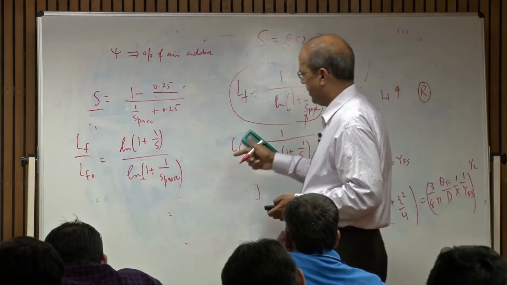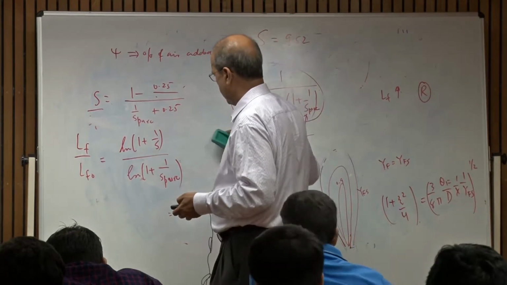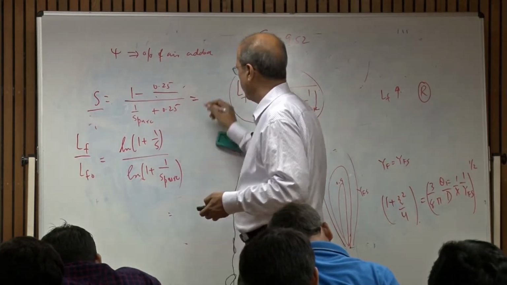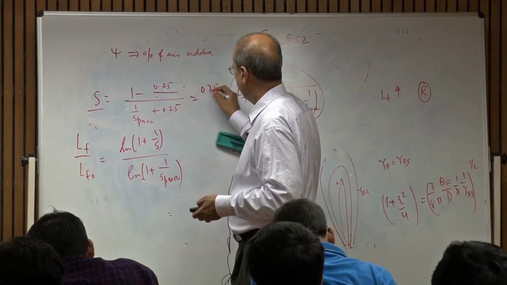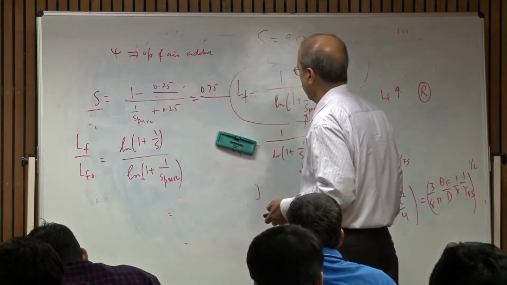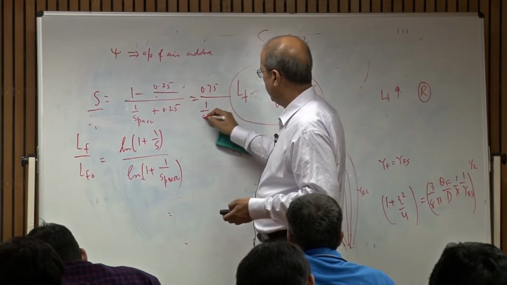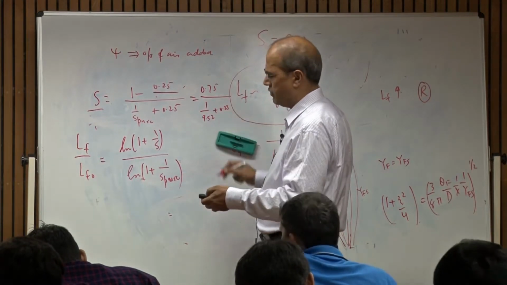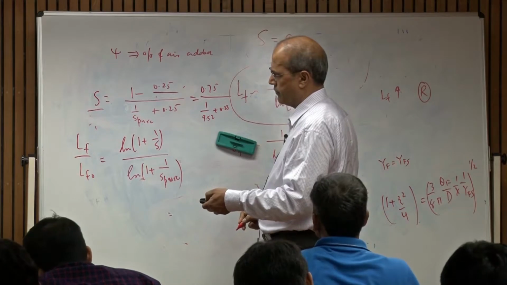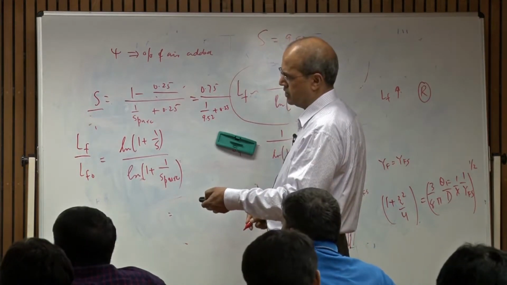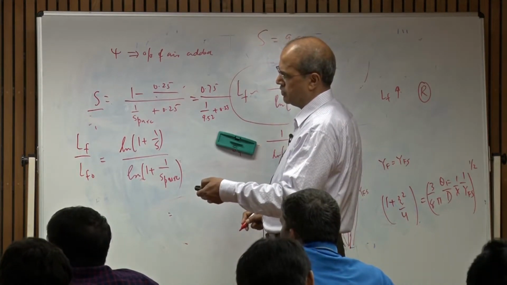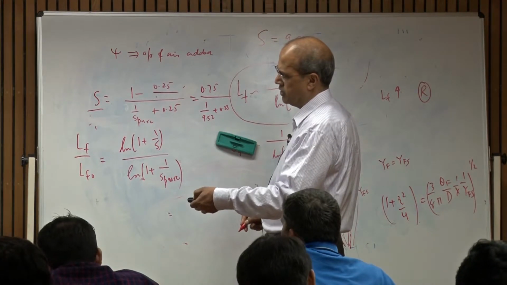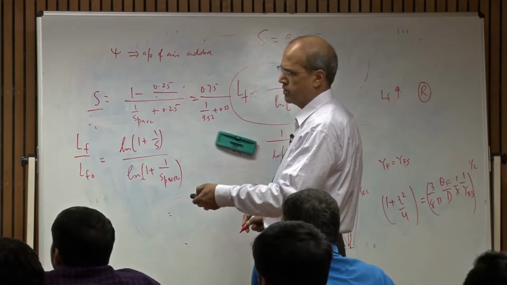So, if you use methane, what do we get here? 0.75. Okay. 1 over 9.52 plus 0.25. Do we get this value then? 2.1. So, this equation is wrong, but these values are correct. Okay. So, it's just a typo.